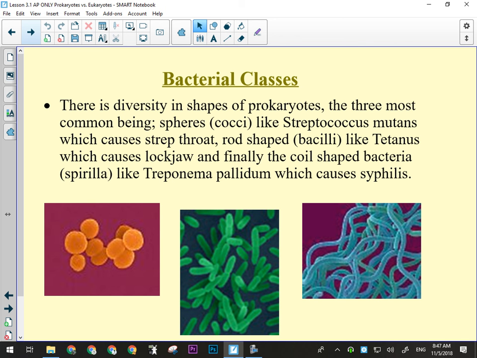Stupid. So yeah, they are a bacillus bacteria. They're susceptible to antibiotics as well. You can get rid of them that way.